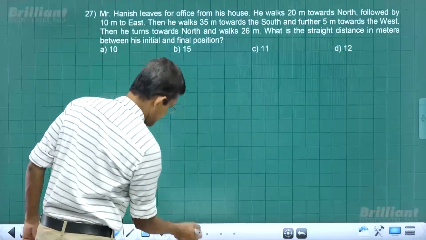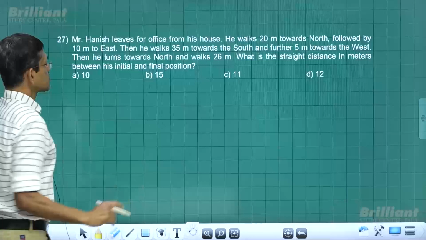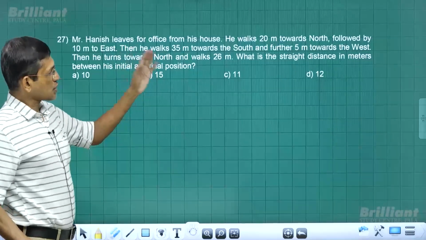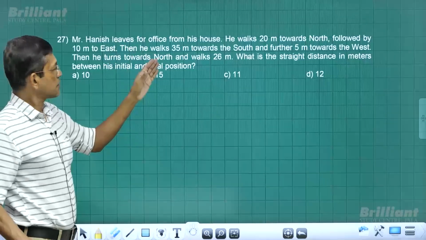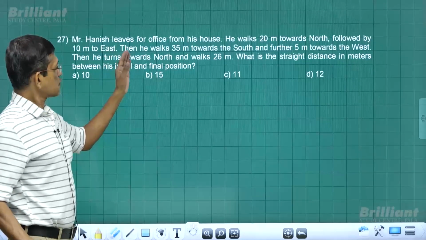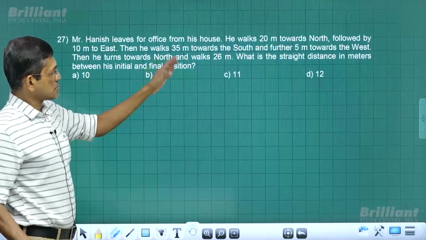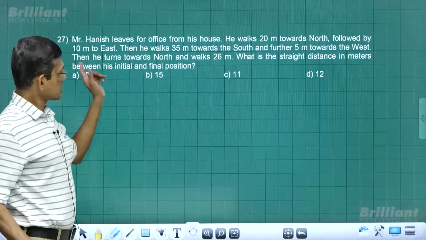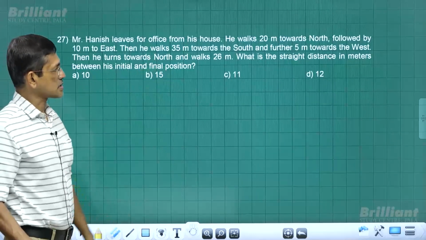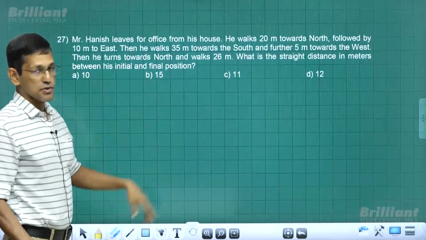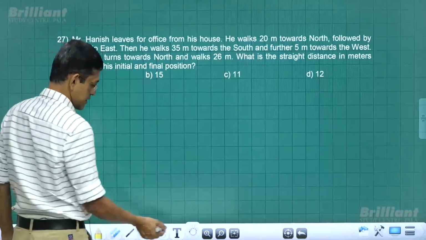Number 27. So Mr. Hanish leaves for office from his house. He walks 20 meters towards north, followed by 10 meters to the east. Then he walks 35 meters towards the south, and further 5 meters towards the west. Then he turns towards north and walks 26 meters. What is the straight distance in meters between his initial and final positions? So we'll take a look at that.